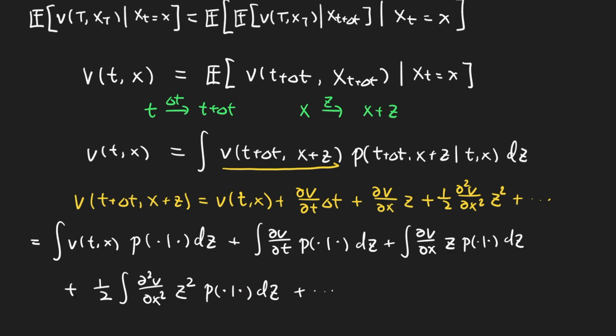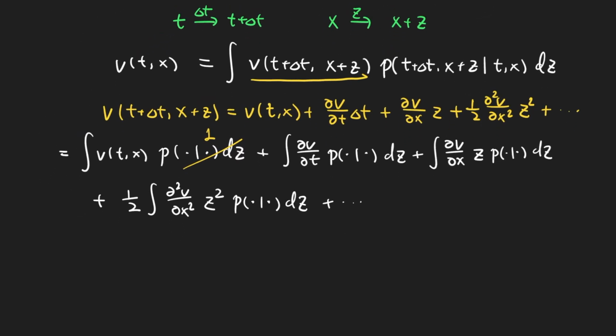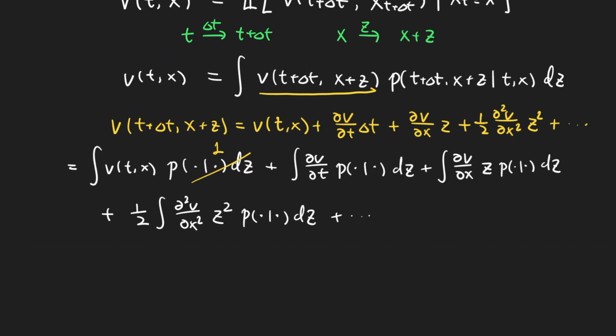So let's look at one thing at a time. The first one just equals 1, and all we are left with for this term is v of t and x. The same for the second term, where we just have partial v over partial t. And then for the third term, that is just the expectation of z.